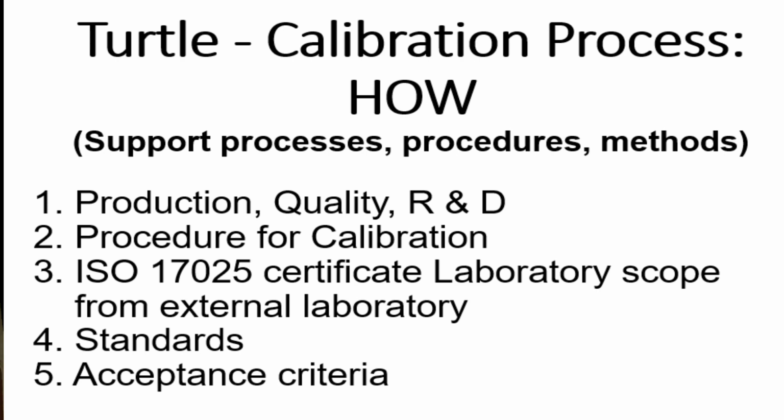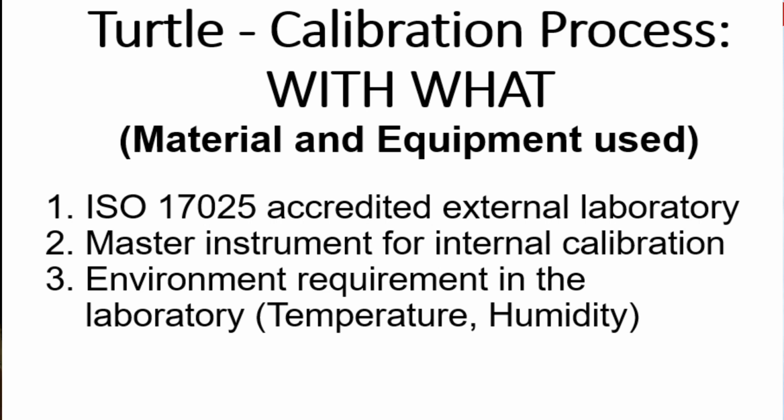When we talk about the next thing, that is with respect to how, what are the support processes, procedures, and methods. So it could be production, quality, R&D, the procedures for calibration, ISO 17025 certificate, laboratory scope from the external laboratory, there can be different standards or acceptance criteria. When we talk about with what, meaning what kind of material or equipment is required, there can be different things, say for example an ISO 17025 accredited external laboratory, then maybe the master instrument for internal calibration, or maybe the kind of environment that is required for doing the in-house calibration.